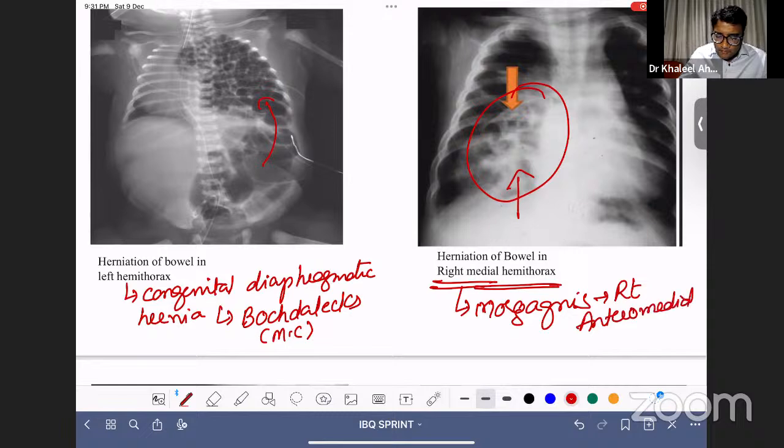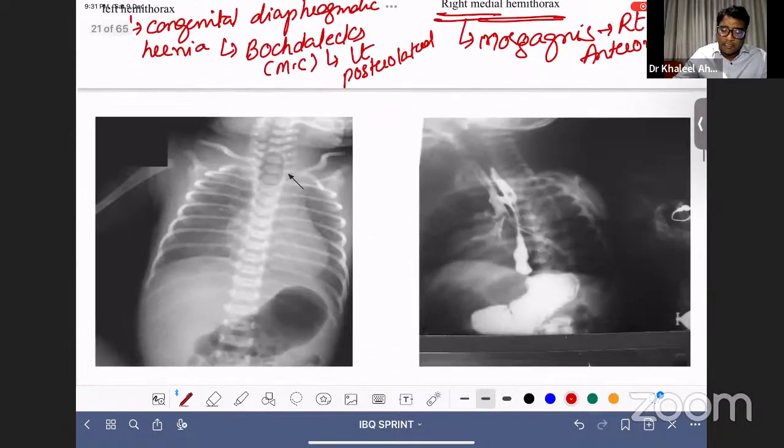Anteromedial. Whereas Bochdalek is left posterolateral. Left posterolateral. That is how you look at the images and tell this is Bochdalek and the Morgagni hernia. Okay.